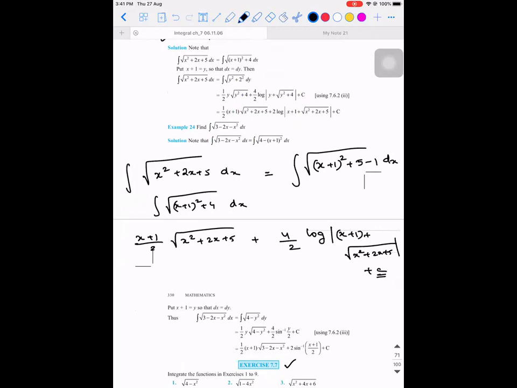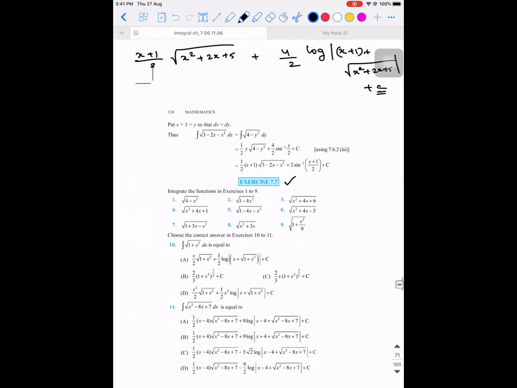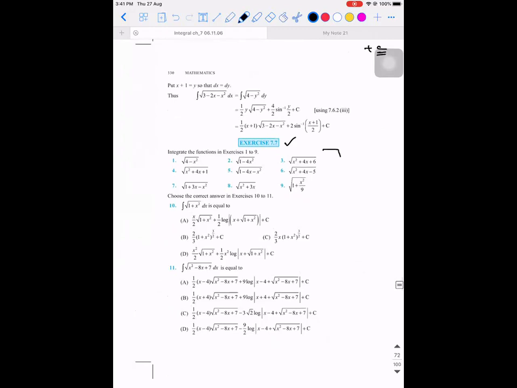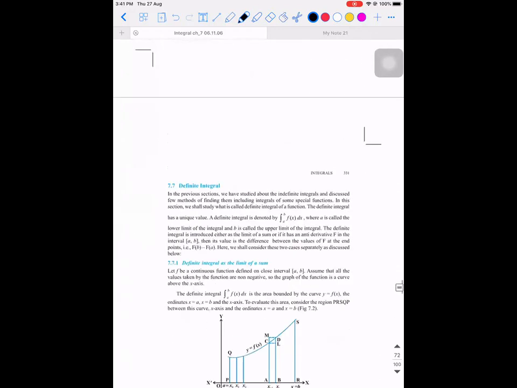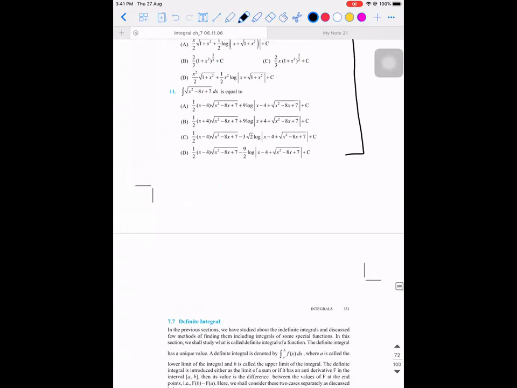So just give me a confirmation. I'll proceed to the next exercise. Yes, sir. You can handle it, right? Yes. So this exercise I'm leaving to you. All are similar kinds of problems. The only thing is you need to complete the square and then apply the formula. That's it. So with this exercise 7.7, we are done with indefinite integrals.